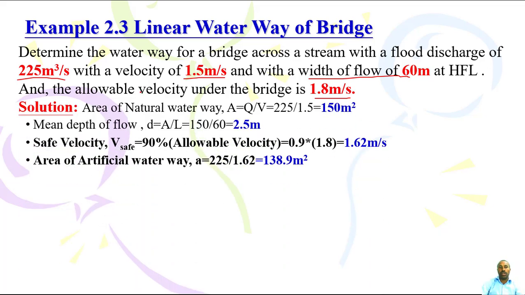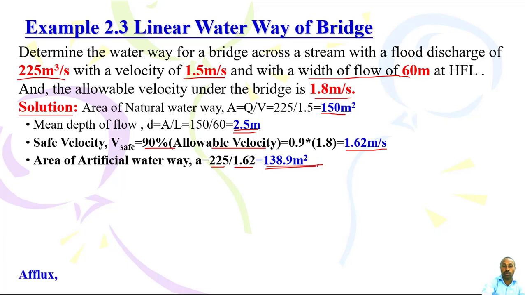Then the first step is the area of natural waterway, which, according to continuity, is Q over V. Discharge divided by velocity, you get 150 meter square, and mean depth of flow is area divided by length, 150 divided by 60. For this, we are given the width of the flow at HFL, then you get a mean depth of flow of 2.5 meter, and just assuming uniform width of the channel and safe velocity 90% of allowable velocity, you get 1.62 meter per second, and the area of artificial waterway will be discharge divided by safe velocity, you get this one.